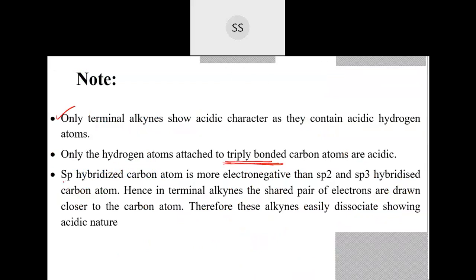So here the sp hybridized carbon is more electronegative compared to sp2 and sp3. So the shared pair of electrons will be drawn towards themselves. So they are easily able to dissociate that H plus ion, showing acidic nature.